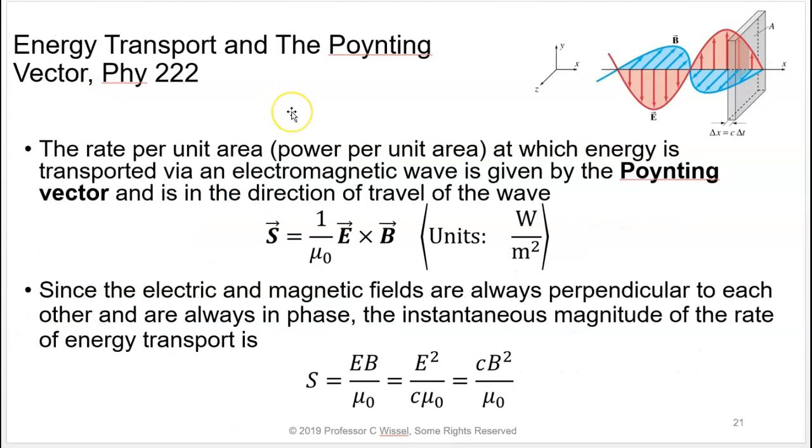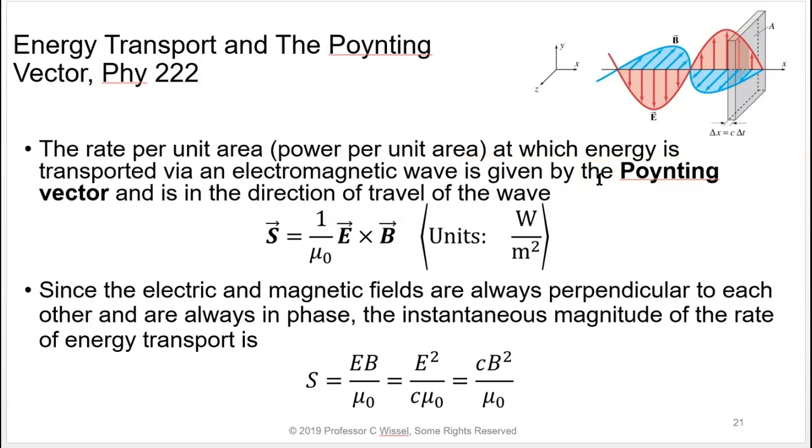Okay, so what do waves do? Their whole purpose in life is to transport energy efficiently from one place in the universe to another place. And now we're going to quantify that rate per unit area of energy transport. We're going to call that the Poynting vector. We give it the symbol S with an arrow on top to emphasize that it actually is a vector. So the rate per unit area, that is the power per unit area at which energy is transported via the electromagnetic wave, is given by the Poynting vector.